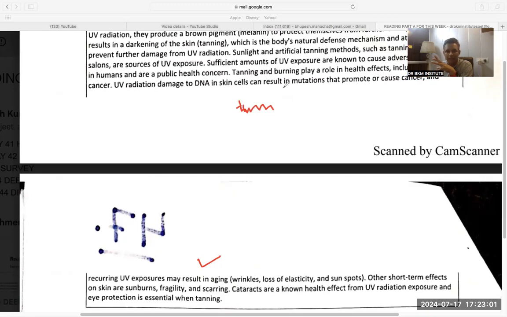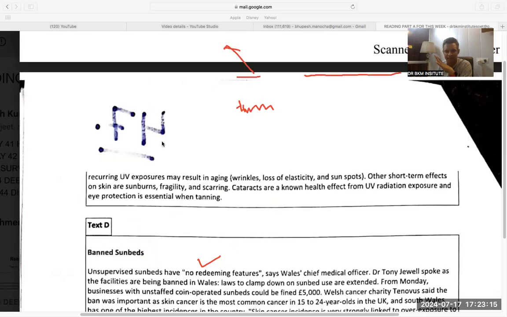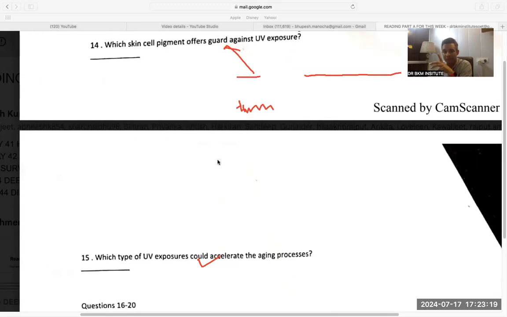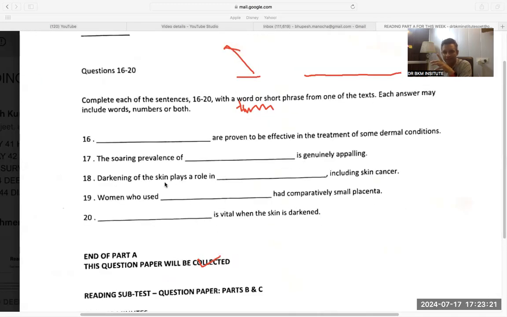See, darkening of skin means tanning. That is given over here. Tanning is equal to darkening of skin. But I don't care about this word. I am trying to find these words: play a role in dash, comma, including. Now you will see exactly the same thing. Maybe you are not noticing it, but that is the importance of the preposition. Darkening of the skin plays a role in, exactly the same words.